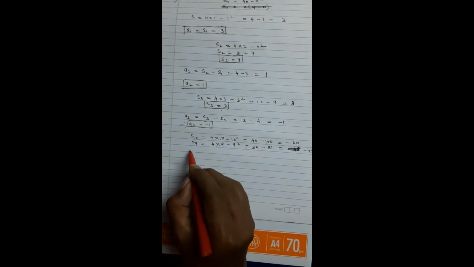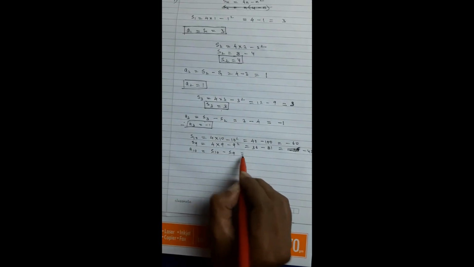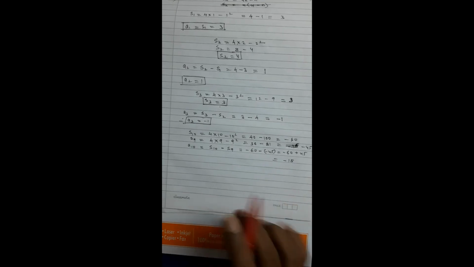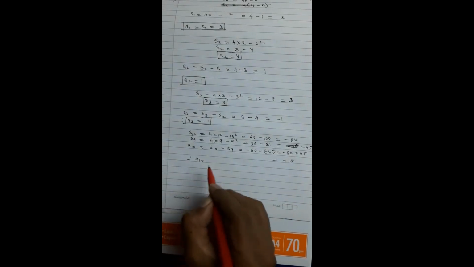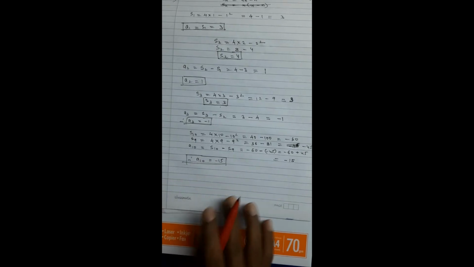So now we will come over here to get A10. A10 will be equal to S10 minus S9. That is minus 60. Remember, minus of this, minus 45, which I usually write directly: minus 60 plus 45. This will be minus 15. Therefore A10 is equal to minus 15. Like this you have got A10 also.